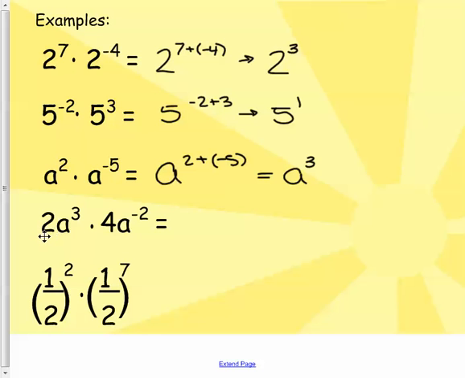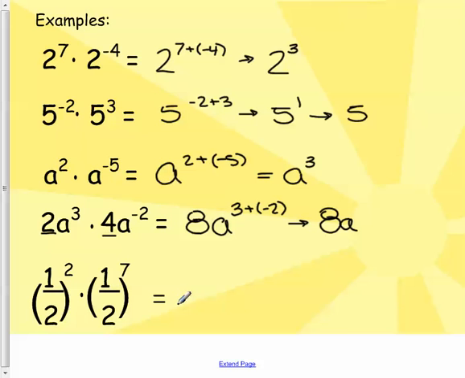If I have a coefficient in front of the variable, that's what we call the 2 and the 4, they're coefficients. We first multiply those just like we would in general, and then we worry about the a's. So now it would be 8 a to the 3rd plus the negative 2, which would give us 8 a to the 1st power, which we know anything to the 1st power is itself. So just like up here with the 5, it could just be 5, and here it could just be a.